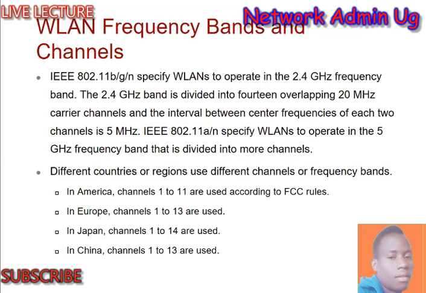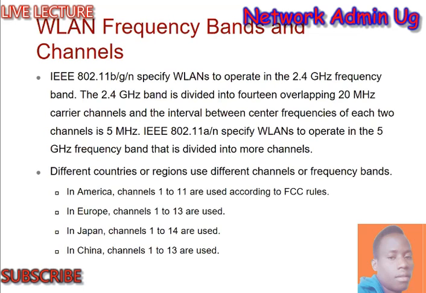In each of these technologies, we have what we call overlapping channels, and we have approximately 20 megahertz carrier channels being used as the overlapping channels. That's how wide each channel is. Actually, the 2.4 gigahertz band is divided into 14 overlapping 20 megahertz carrier channels. In the US alone, all of these channels are available. Other countries have 13 channels being used, like in Europe, where the channels range from 1 to 13.